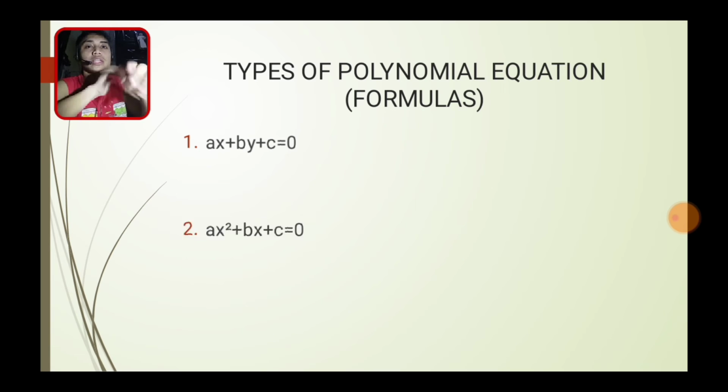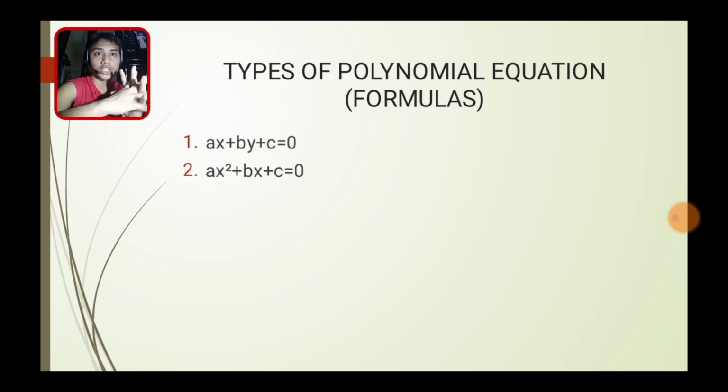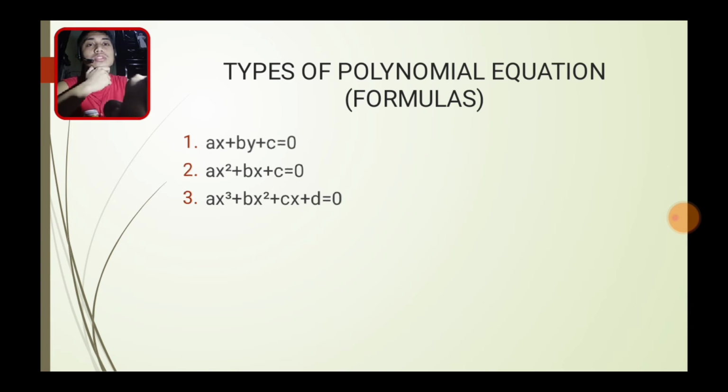Next, the quadratic equation, which was discussed when you were in grade 9. There you are going to find two roots, right? The two values of x. That is called the quadratic equation: ax squared plus bx plus c is equal to 0. Next, we have ax cubed plus bx squared plus cx plus d is equal to 0. That is called the cubic equation.